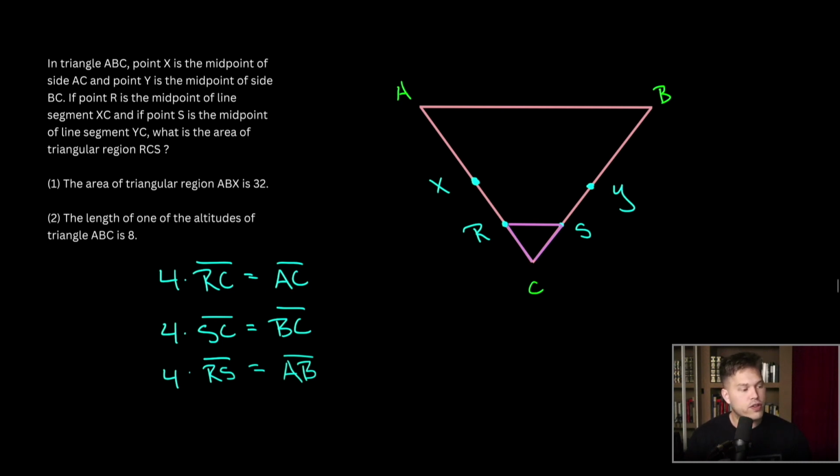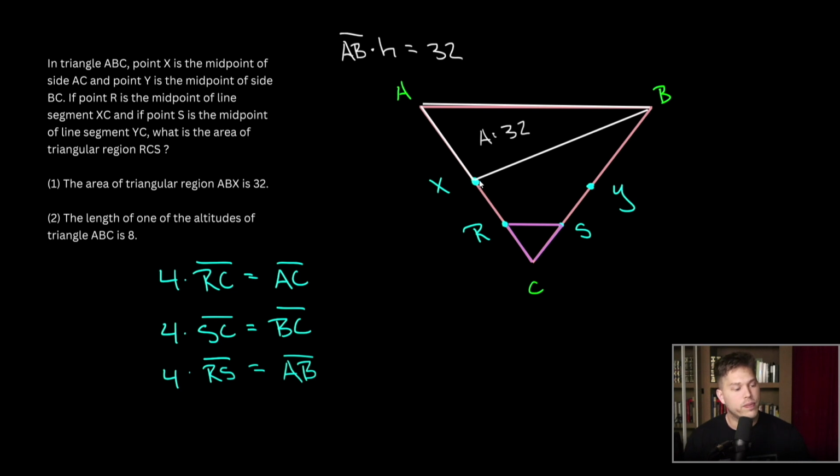Okay? So what's the first statement tell us? The first statement tells us that the area of triangular region ABX is 32. So here let's look at triangle ABX. We know that this area here is equal to 32. And how would we find this area? Well, we have side length AB times some height, and that would give us 32, such that this dotted line here equates to our height.